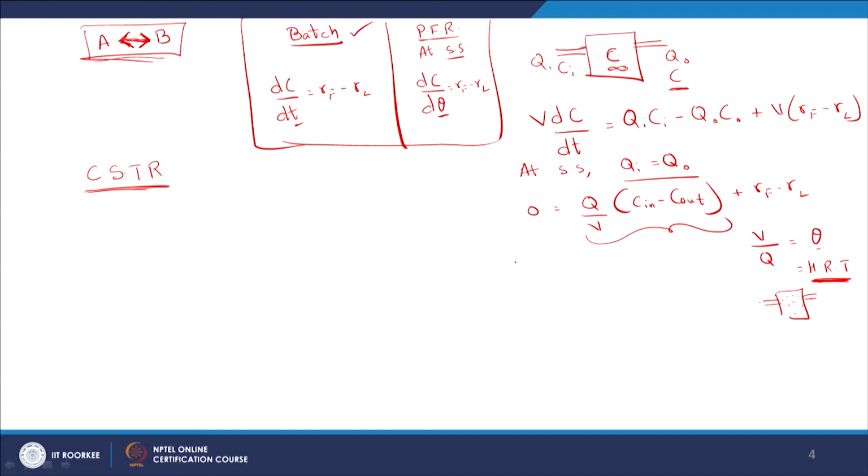So I'm going to have C out minus C in by theta is equal to rate of formation of the compound minus the rate of loss of the compound. So I guess we are done with that, and we are going to use that particular equation here. C out minus C in by theta is equal to rate of formation minus rate of loss, right.